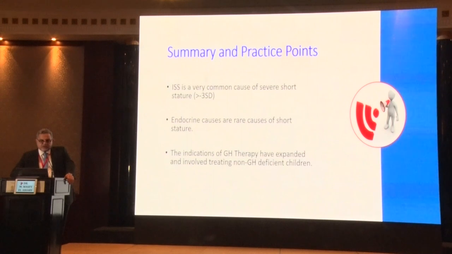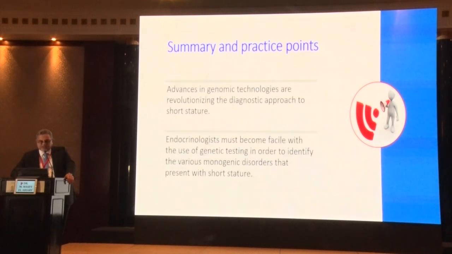ISS is a very common cause of severe short stature. Endocrine causes are rare causes of short stature. Indications of growth hormone therapy have expanded and involve treating non-growth hormone deficient children. Advances in genomic technologies are revolutionizing the diagnostic approach to short stature. Endocrinologists must become facile with the use of genetic testing in order to identify the various monogenic disorders.